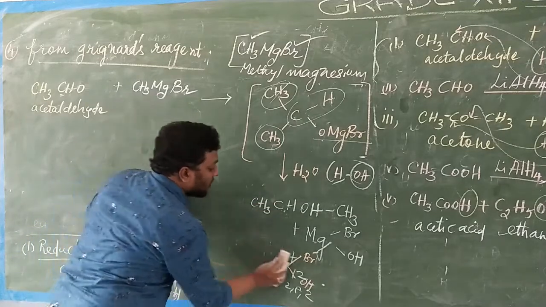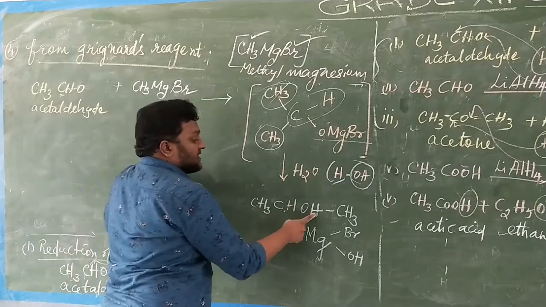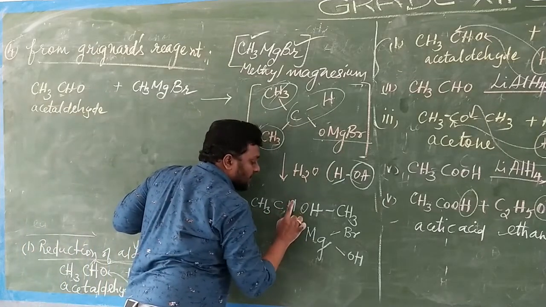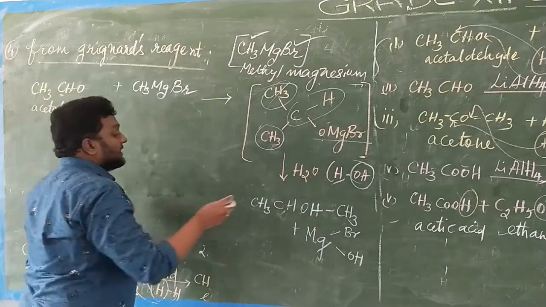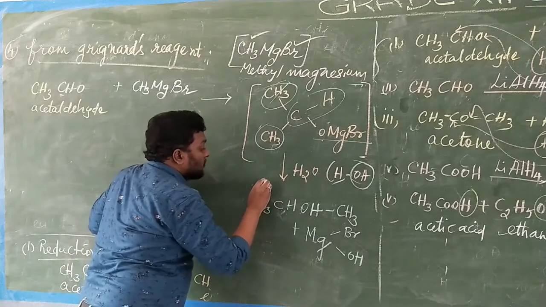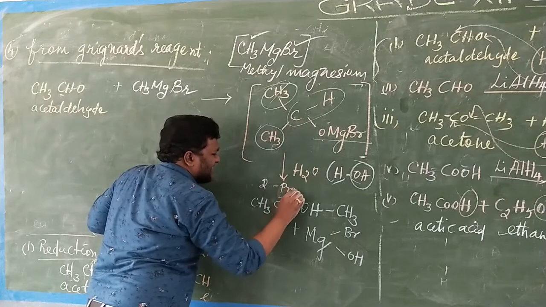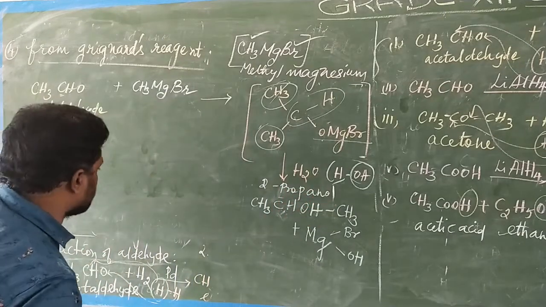So now we got what? Alcohol. What is alcohol? The alcohol is CH3CHOHCH3. OH is attached to the alpha carbon, and the alpha carbon is the second carbon. So it is a secondary alcohol, that is isopropyl alcohol, or otherwise you can write it as 2-propanol. Now we go to the next reaction.